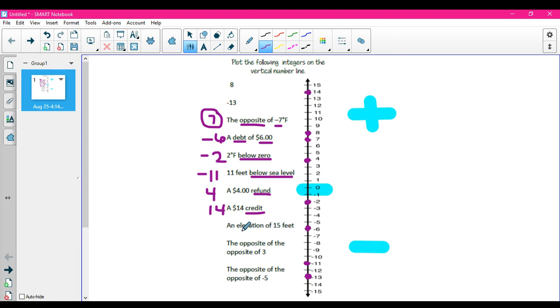An elevation of 15 feet. Elevation means high, so up, positive. So 15 is going to be a positive number. So I'm going to plot it above 0 on the number line.